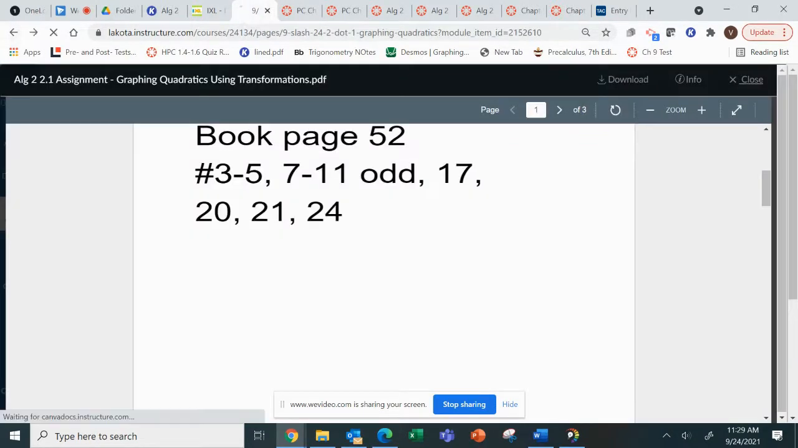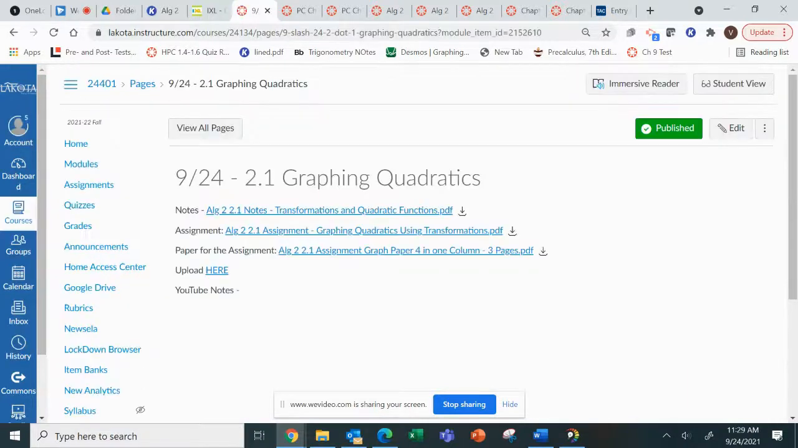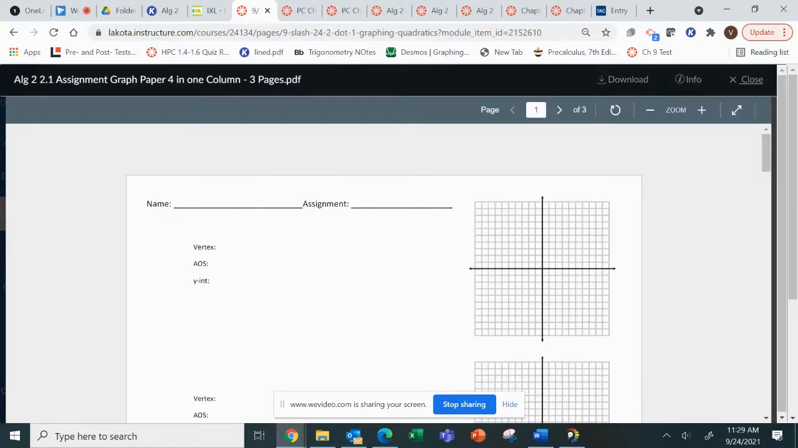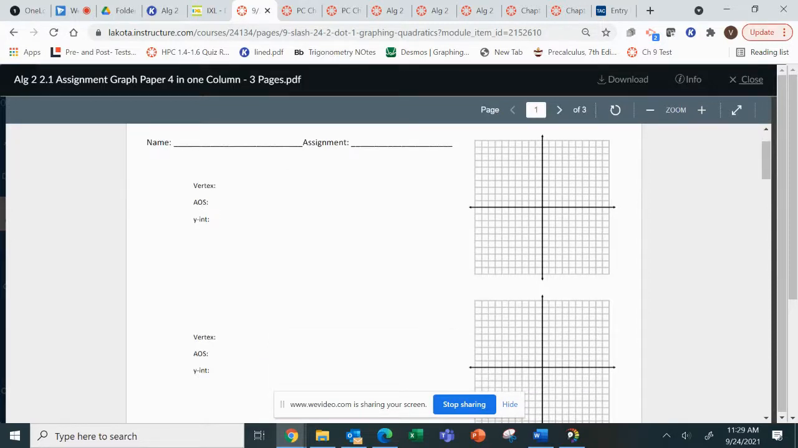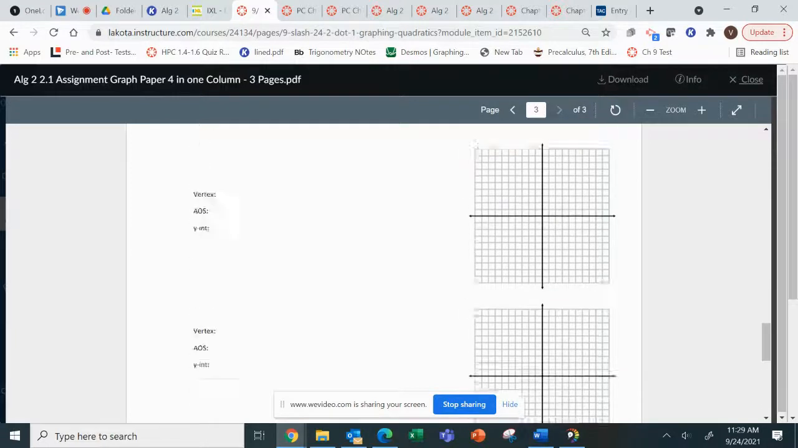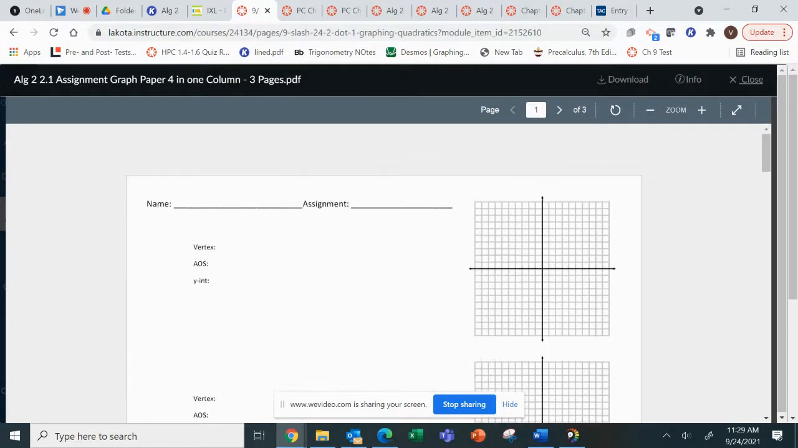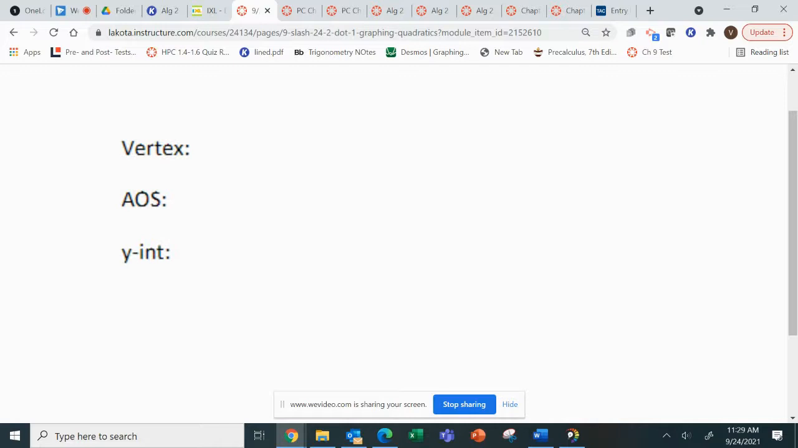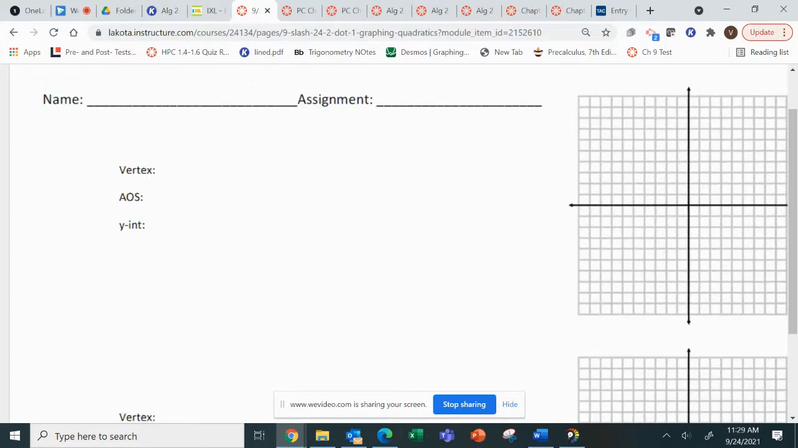Oops, let me go back. A paper to download and put all your work on. So the second one here, or the third one, paper for the assignment. When you do that one, I've put a place for you to write your vertex, axis of symmetry, y-intercept, places for you to work it out, and then graph it. So if you're doing it on regular paper, make sure that you add in doing the vertex, axis of symmetry, and y-intercept, and you'll need 10 graphs if you're doing it on regular paper. And I do have graph paper up there if you're doing it on regular paper. Okay? All right.